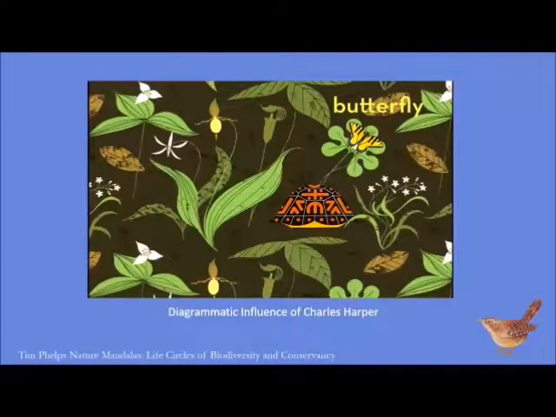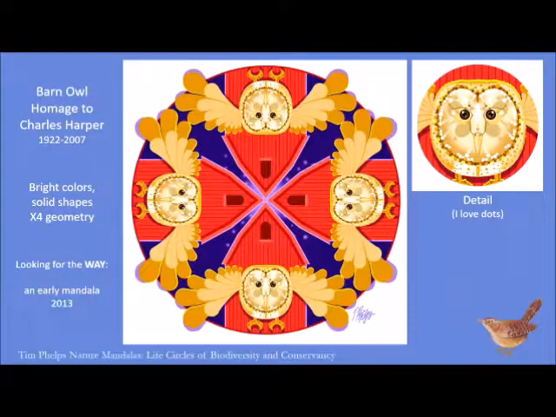So here we are back at Charlie Harper. Charles, I guess I was supposed to call him Charles. Back in the day, it was Charlie. And so this is my homage to him. We're using bright colors and solid shapes, and you can see the dot detail on the upper right-hand side. So this was my looking for the way. It was an early mandala in 2013.